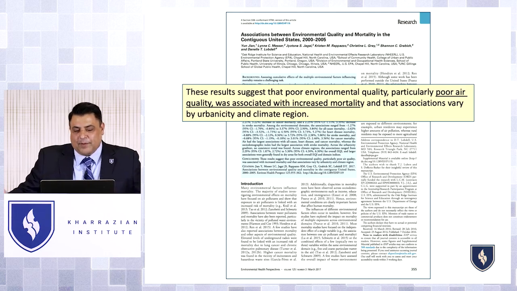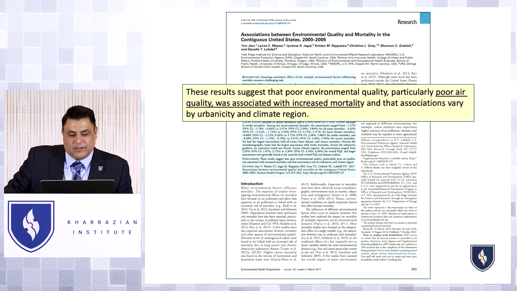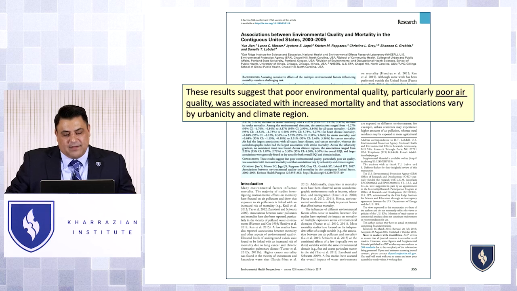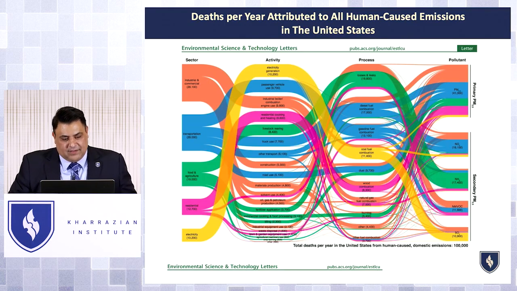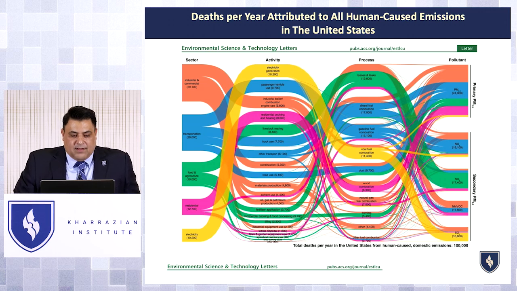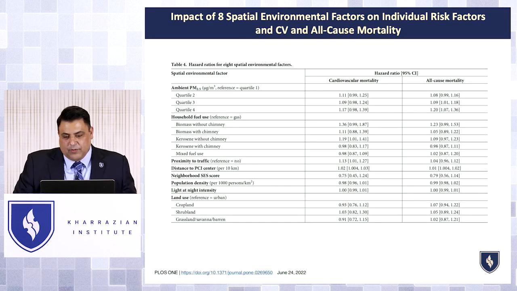The results suggest that poor environmental quality, particularly poor air quality, is associated with increased mortality. Associations vary on urbanicity and climate regions. And every single toxin you can think of is associated with increased mortality. These are just all the things in the air, all emissions in the air. Basically, they look at studies, and the more exposure you get, the more risk you have.